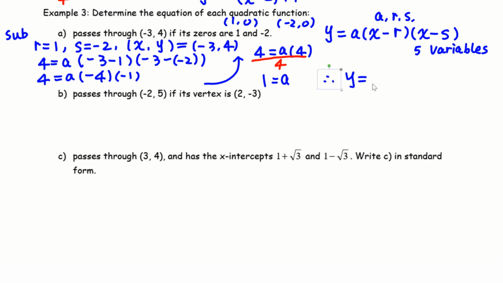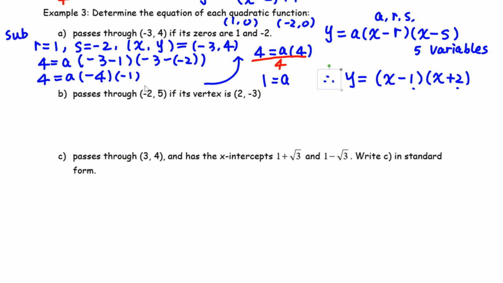Then we sub A, R, S into the factor form. We have 1, so we don't have to write it. x minus R is x minus 1. x minus S is x minus -2, which gives you x +2. So this is an equation that describes a parabola with zeros 1 and -2, and also passes through the point where x equals -3; you sub in, and you will have y equals 4. So that is for zeros given and 1 point given.